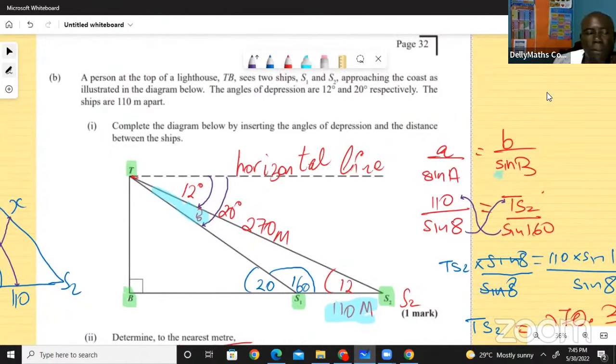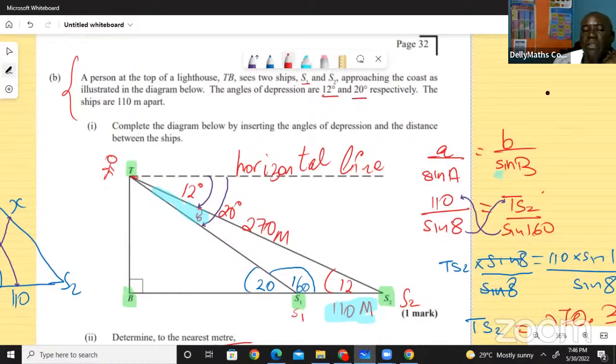All right, so when you read the information, it's on the diagram here. So we have S2, S1, and somebody's standing up here looking down. So we're dealing with the angle of depression. Somebody was standing up here looking down. So then we're saying that the person looks at S2 and looks at S1. And they gave us the angles to be 12 and 20.